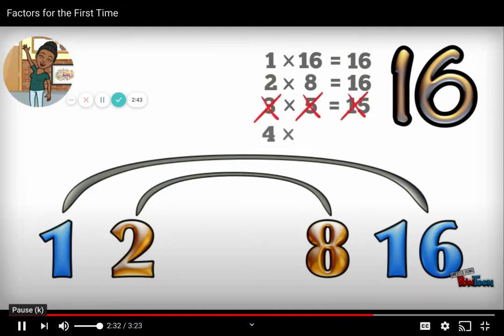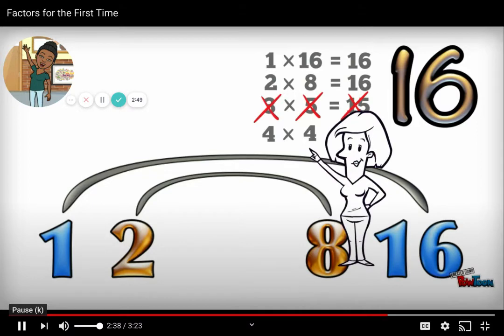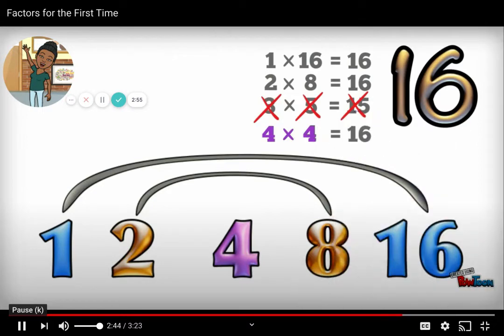Now 4 times a number. 4 times 4 is 16. When a number is multiplied by itself, like the 4 times 4, we just put it in the factor listing once, without any arc. And there are no more factors, we found them all.